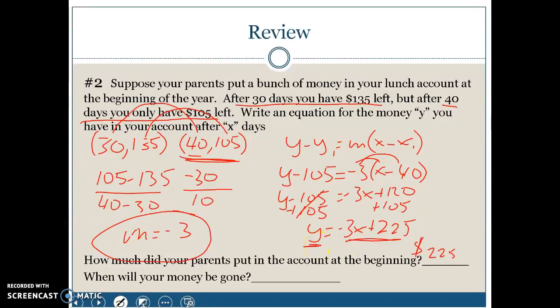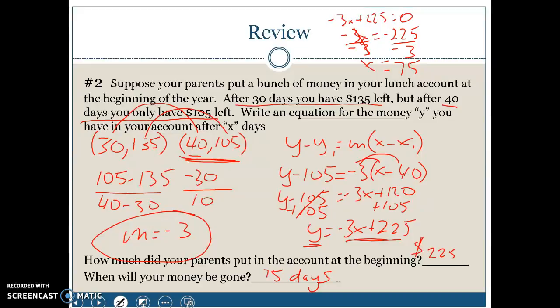So we're going to have an equation that looks like this. We're going to have negative 3x plus 225. When is that going to be equal to 0 money left? Well, I'm going to subtract 225 from both sides, so we get negative 3x equals negative 225. Then I'm going to divide by negative 3. So I will have x equals 75, which means you will have 75 days with money, and then after the 75th day, you will be out of money completely.